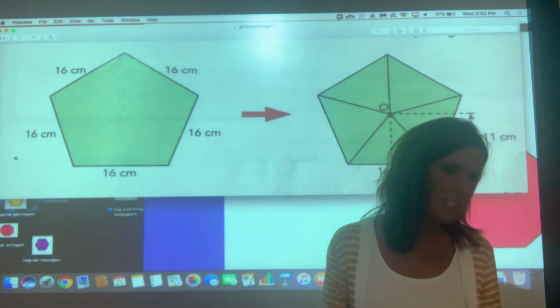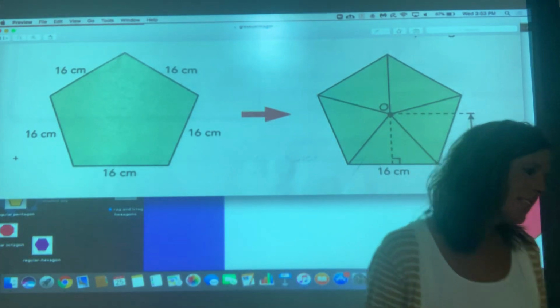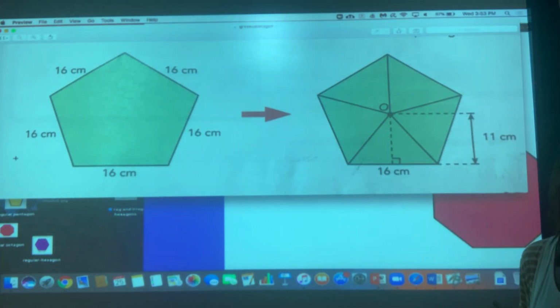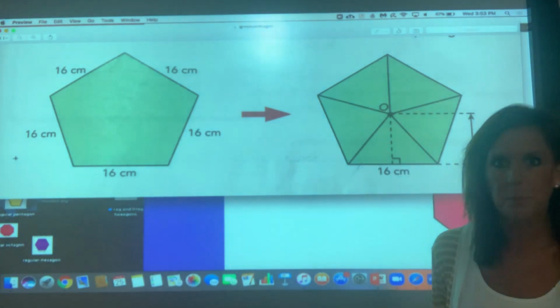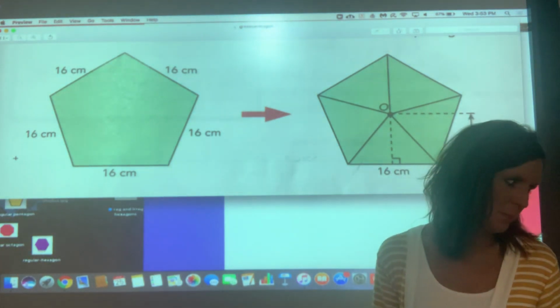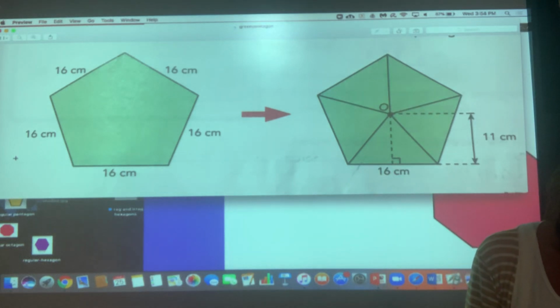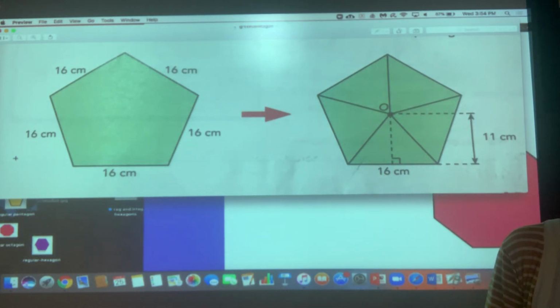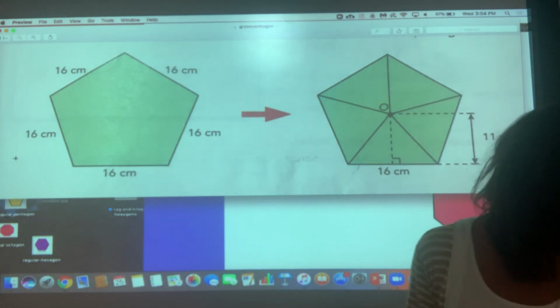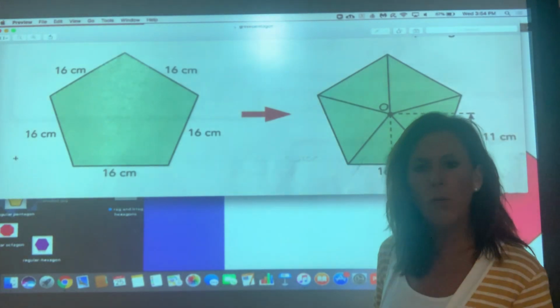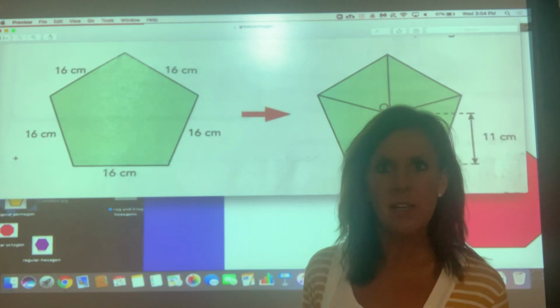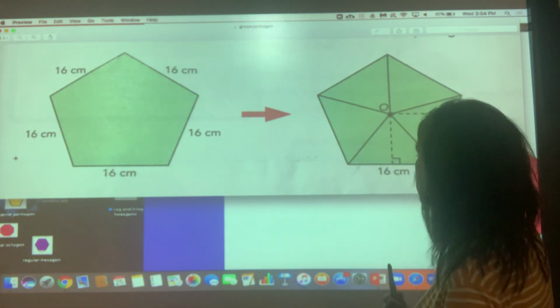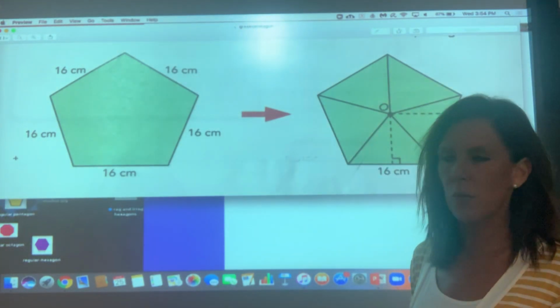So I'm going to give you a minute to do that, and let's see what we get. So again, 88 for this, and we have 5 of the same thing. Okay, hopefully you got 440 centimeters squared. Again, 88 times 5, 440 centimeters squared.